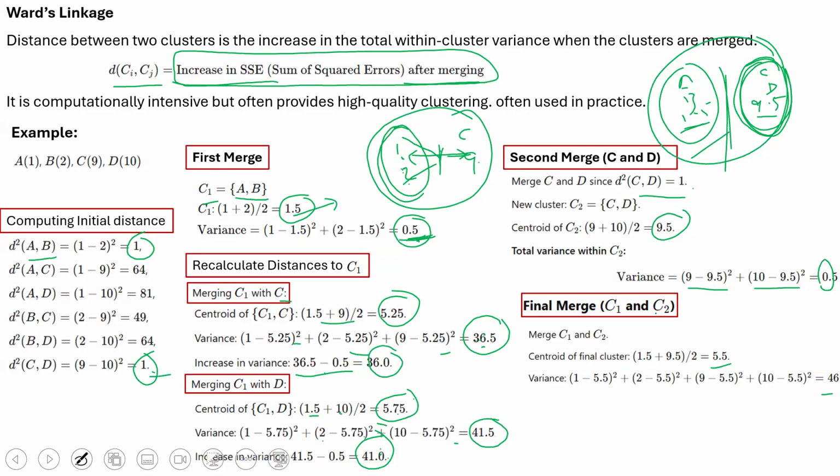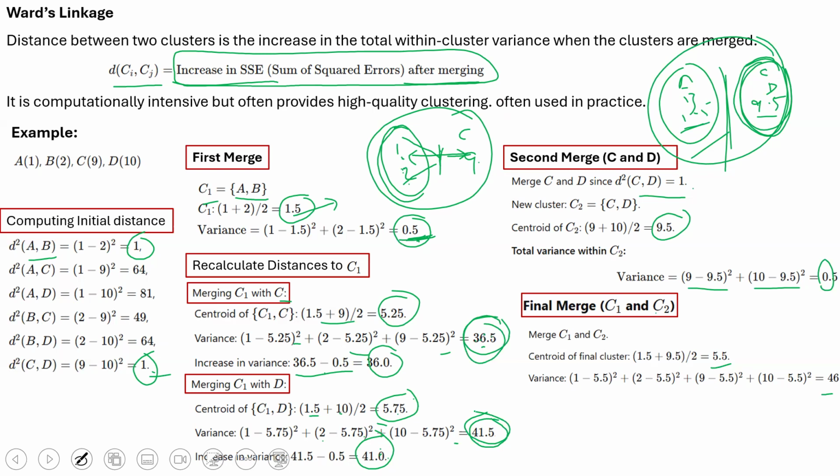So in Ward's linkage, if you want to calculate the distance between two clusters, the distance between two clusters is nothing but the increase in the sum of squared errors after merging. So these are the new distances that you calculate. Okay, so that is Ward's linkage. This is computationally not so effective. It is intensive, but it is often used in practice more.